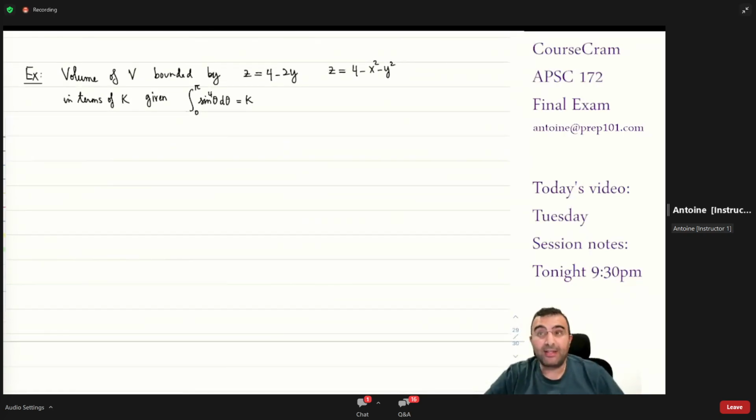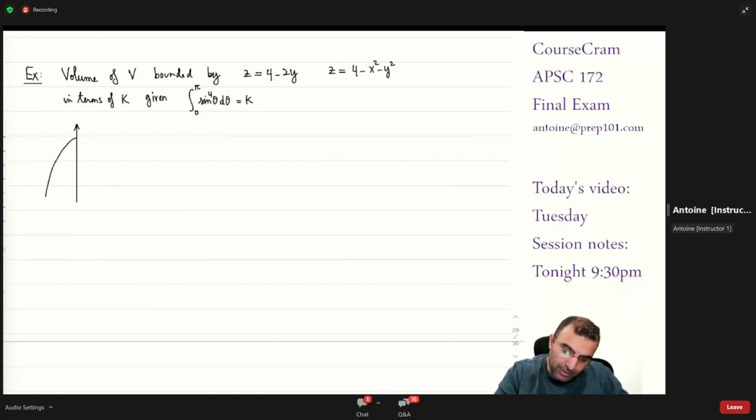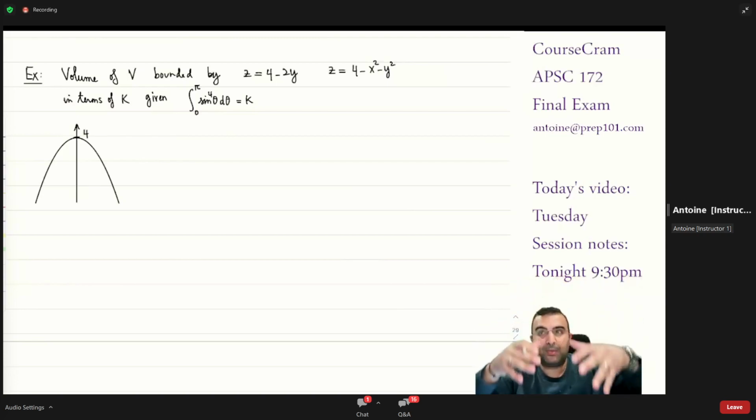So now this is a little bit more difficult. We need to figure out what this volume looks like. See, z is equal to 4 minus x squared minus y squared. We know that it's a paraboloid. So if this is the z-axis, it goes like this. It starts at 4 right here, and it just keeps going down as a parabola.